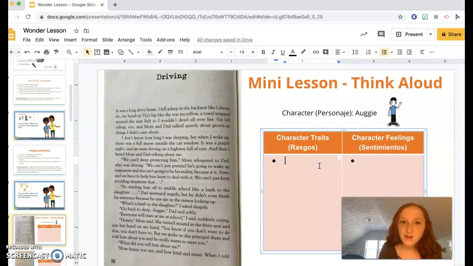"It was a long drive home. I fell asleep in the back seat like I always do, my head on Via's lap like she was my pillow, a towel wrapped around the seatbelt so I wouldn't drool all over her. Via fell asleep too, and Mom and Dad talked quietly about grown-up things I didn't care about." From this passage, I am thinking that Via and Augie, siblings, have a very close relationship. So I'm going to say Augie feels loved. They feel very close and they're kind of cuddling in the back seat. "I don't know how long I was sleeping, but when I woke up, there was a full moon outside the car window."